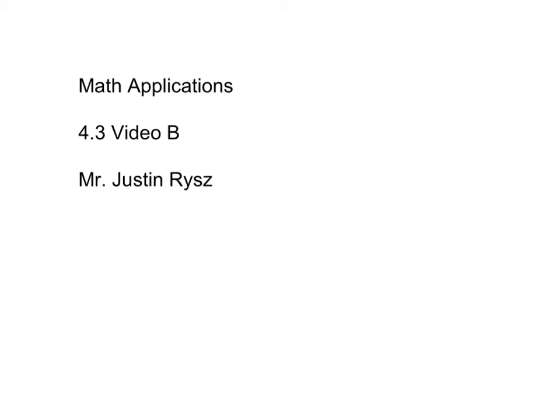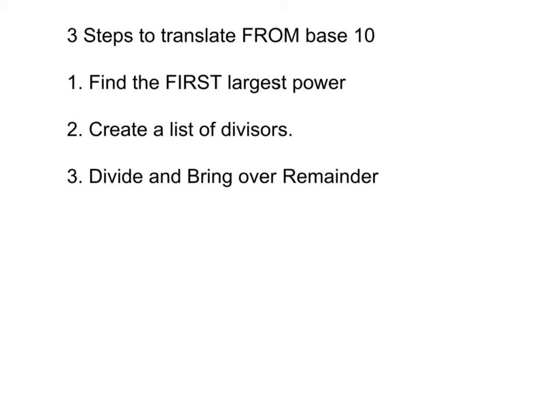Alright, so now that we went over that, let's see what we need to know. Basically, there are 3 steps you need to do to translate from base 10, as stated in the PowerPoint. First, find the first largest power. Take that list that we've gone through, with all the powers, 3 to the second power, 3 to the third, 3 to the fourth, and find the first number that's bigger than the number you're given. That's the key. That number will tell you how many digits there are in the answer. So if the first number bigger is 3 to the 5th power, there are going to be 5 digits.